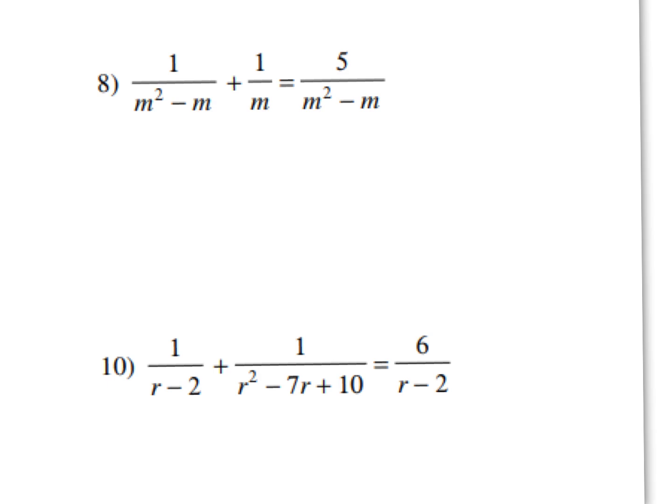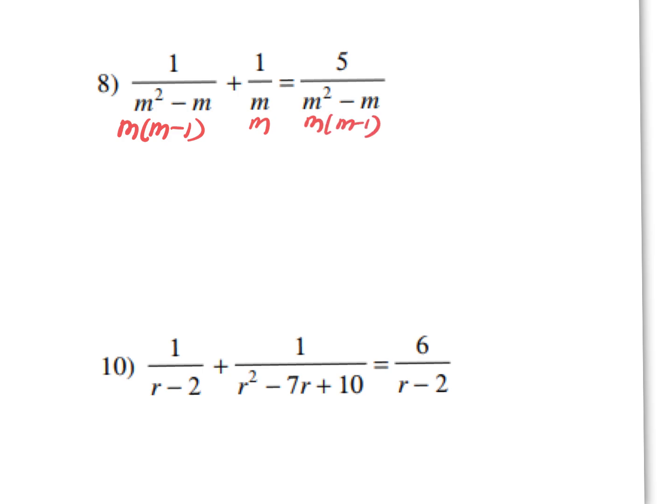All right, so we are on the worksheet titled Solving Rational Equations, and we are going to look at problem number 8 first. The first thing we're going to have to do is determine what our lowest common denominator is. To do that, we are going to have to factor. So I'm going to look at m squared minus m, and that is going to turn into an m times m minus 1. The denominator here is just going to be an m. And then once again, the denominator here is going to factor into m times m minus 1.